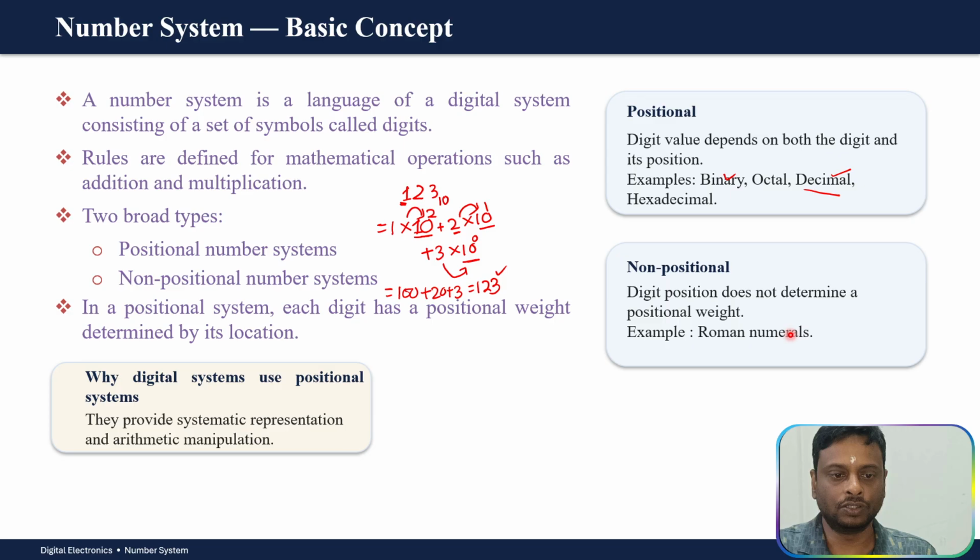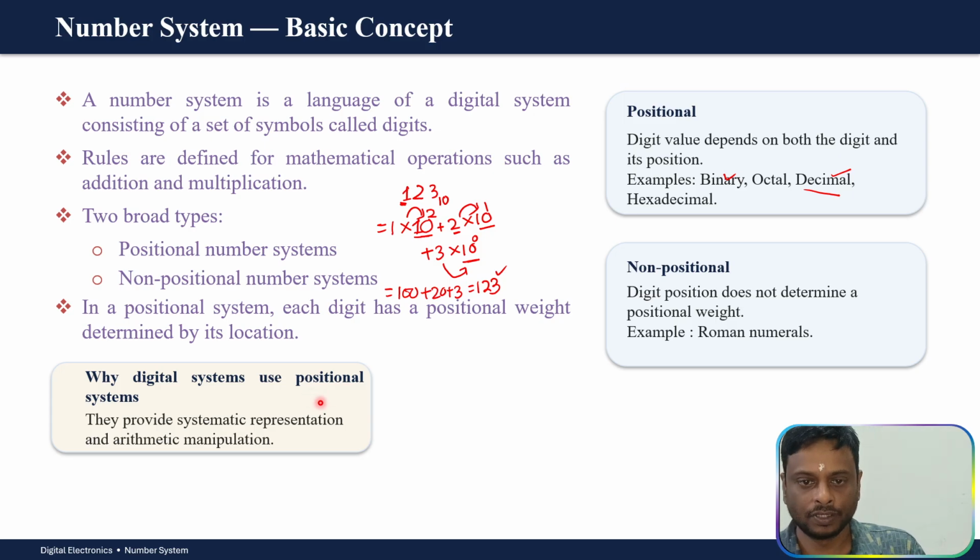Why are digital systems based on positional number systems? Because they provide a systematic representation and make arithmetic manipulations easier. That is why we use positional number systems in digital systems. Basically, we are dealing with the binary number system in digital systems.